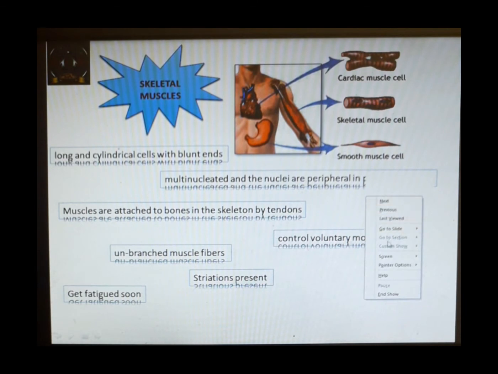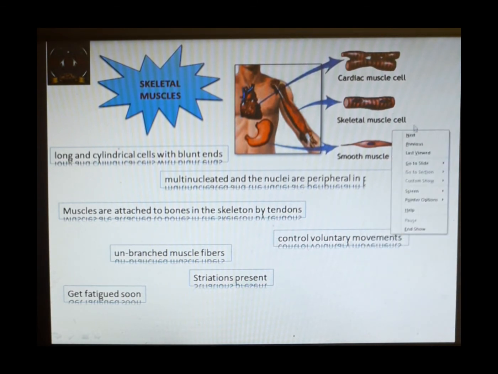Now as you can see in the diagram, let me use the pointer over here. See, the smooth muscle cell was pointed or spindle shaped, but here the skeletal muscle cell is somewhat cylindrical in shape with blunt ends. The ends are not pointed. So this is a very important property, different from the smooth muscle cells.